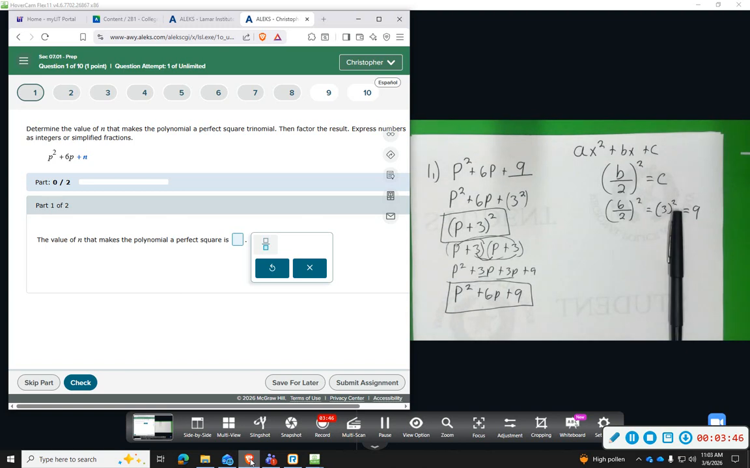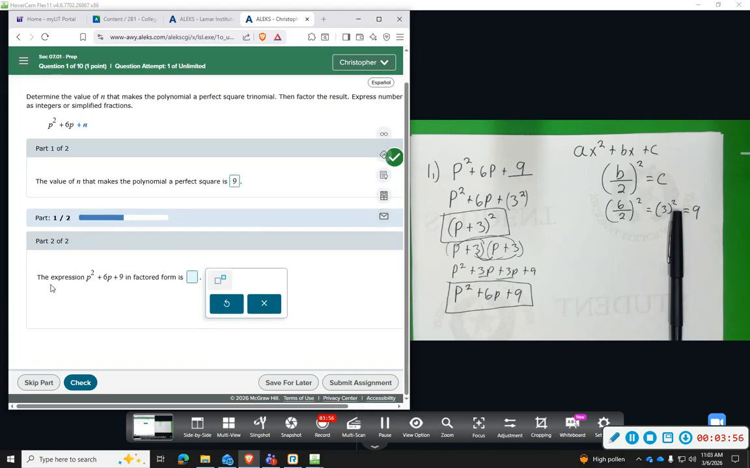So I just want you to see that whole process. In this case, the value of n that makes this a perfect square trinomial will be 9, and then the expression p squared plus 6p plus 9 in factor form is the quantity p plus 3 raised to the second power. So perfect square is what we're looking for, and that's how that works.